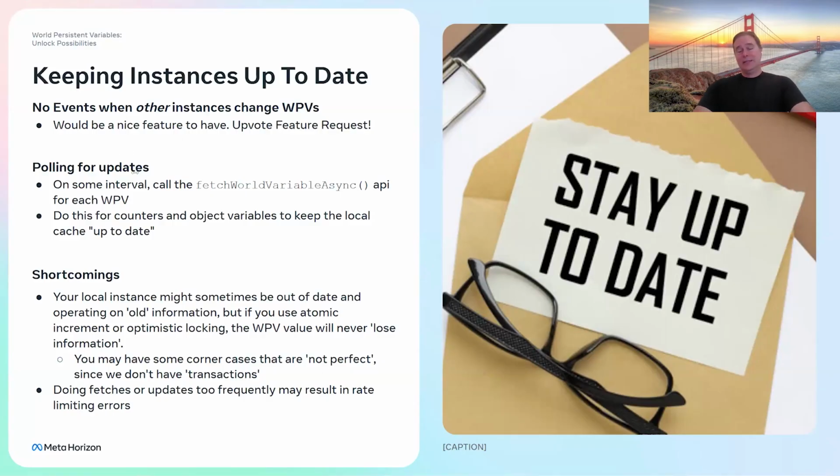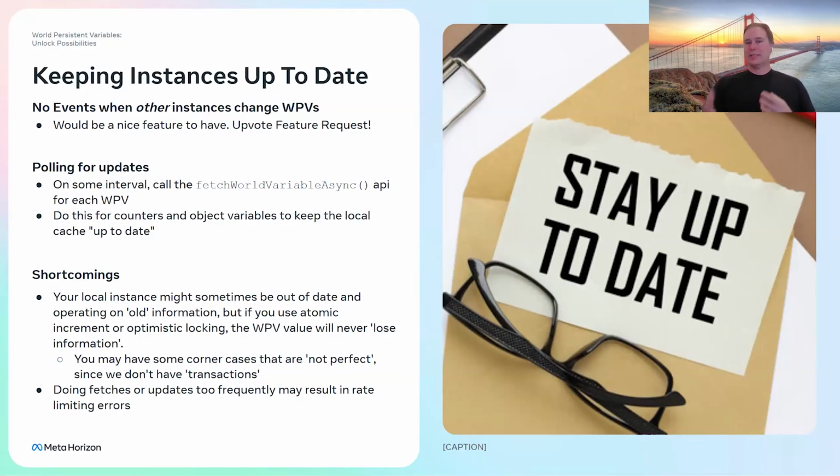So in light of that, what you're going to have to do is poll. On some interval, you just have to call the fetch world variable async API for each WPV that you care about being up to date. You can do this for counters and object variables; you can use fetch world variable async for both of those. You don't even really need to check the return code of this. It's going to update the cached values. So this will just keep your cache values up to date, and then you can use those get APIs that are synchronous, and they'll just pull the latest cache values.